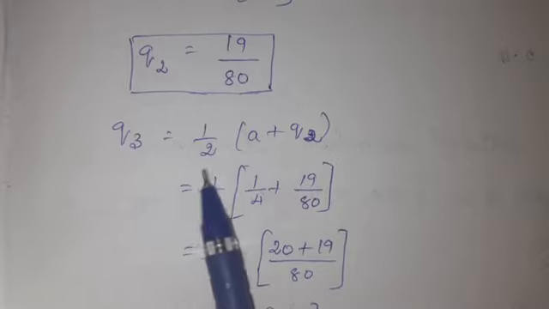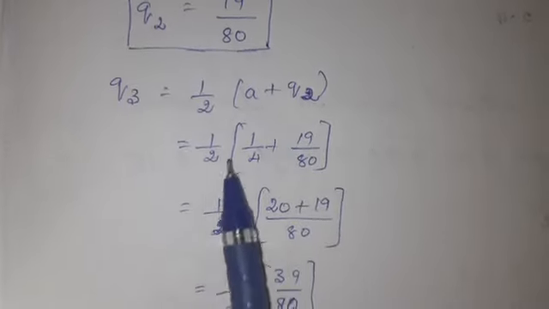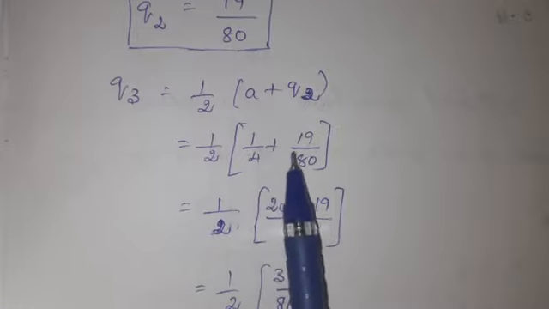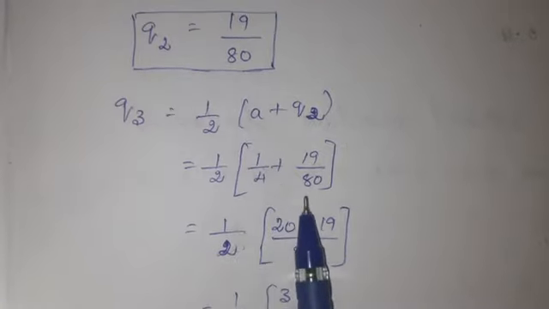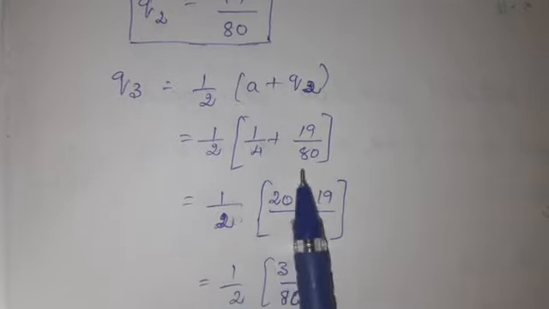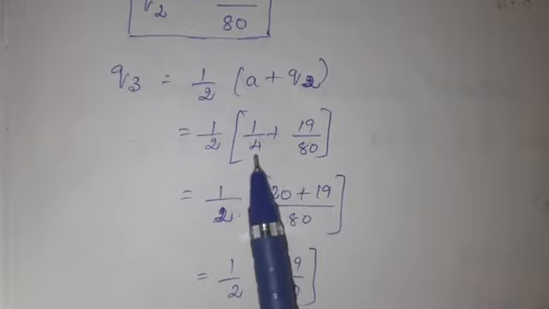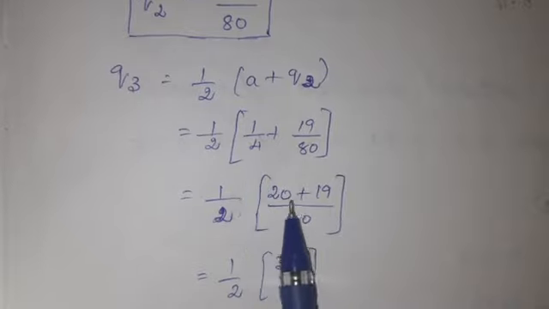Q3 is equal to 1 by 2 into A plus Q2, is equal to 1 by 2 into A value is 1 by 4 plus Q2 value is 19 by 80, is equal to 1 by 2 into, in the same way take LCM for 4 and 80. LCM is 80. What number can we multiply with 4 to get 80? That is 20.